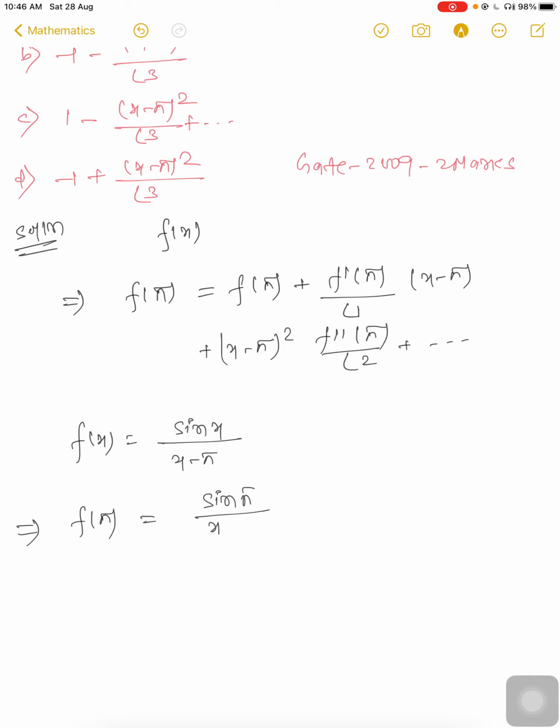Limit x tends to pi, sin x upon x minus pi. It will be 0 by 0. So apply L'Hospital, then what will happen?